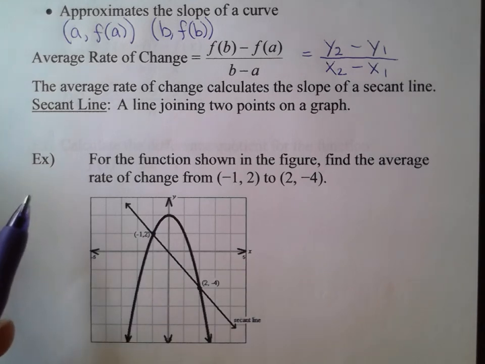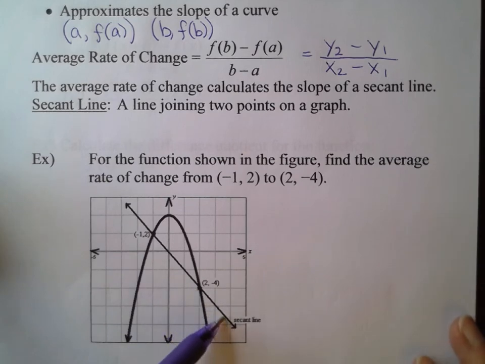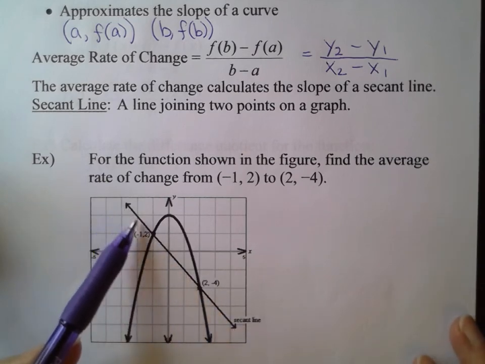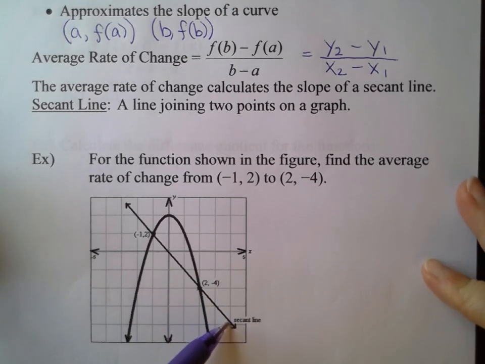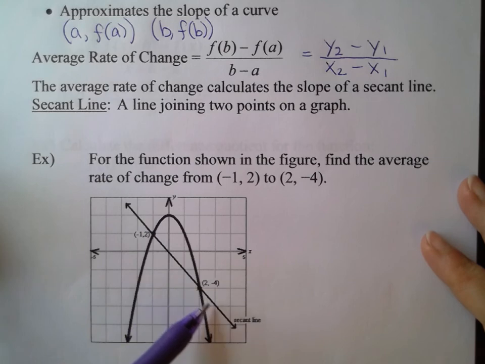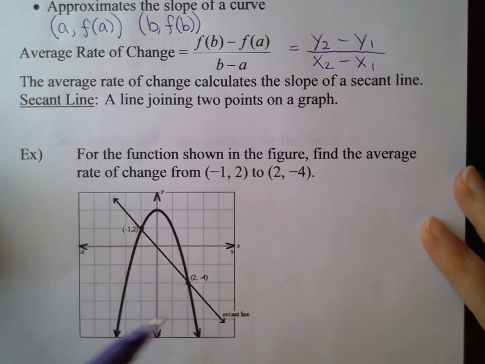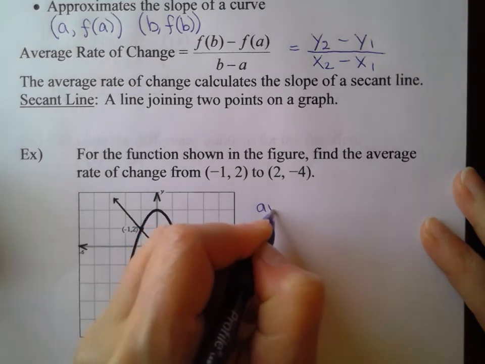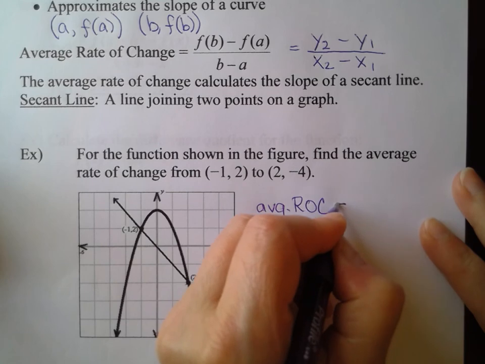Okay, so in this example, for the functions shown in the figure, find the average rate of change, and it gives us 2 points. I went ahead and drew in the secant line. The secant line is the line joining those 2 points. And so I want to find the slope of the secant line, and that's going to be the average rate of change. Okay, and I'm going to abbreviate average and then ROC for rate of change.